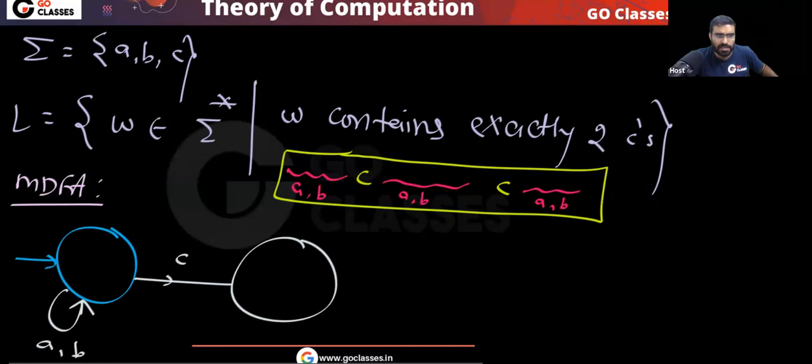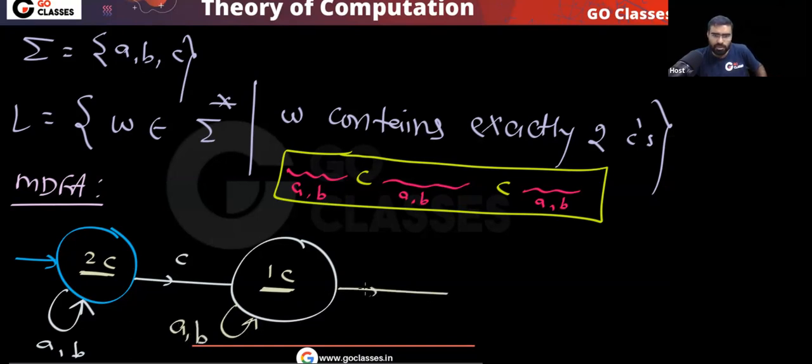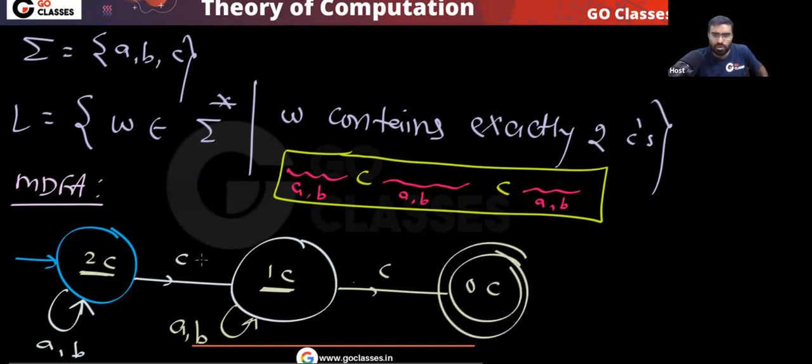Remember, in the initial state you are waiting for 2 C's. In this state, you are waiting for how many C's? You are waiting for only 1 C. In this state also, if A, B are coming, you can ignore. If one more C comes, then you go to the final state. Now you are waiting for 0 C's.